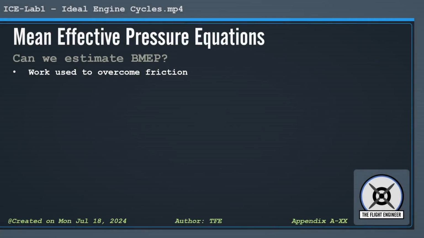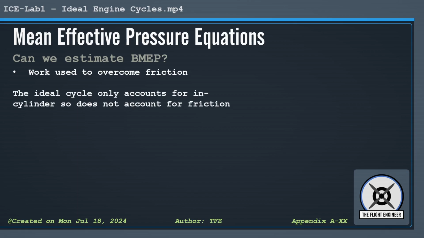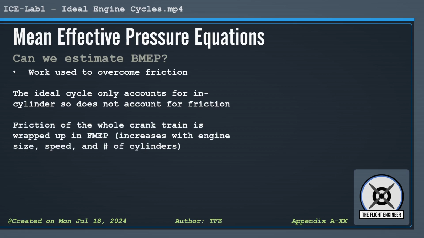Finally, we get the work used to overcome friction. This one isn't going to rely on the PV diagram as much. The ideal cycle only accounts for in-cylinder factors, so it's not accounting for the friction of the rest of the engine. The friction of the whole crank train is wrapped up in FMEP, or friction mean effective pressure. This is going to increase with engine size, speed, and the number of cylinders you have.